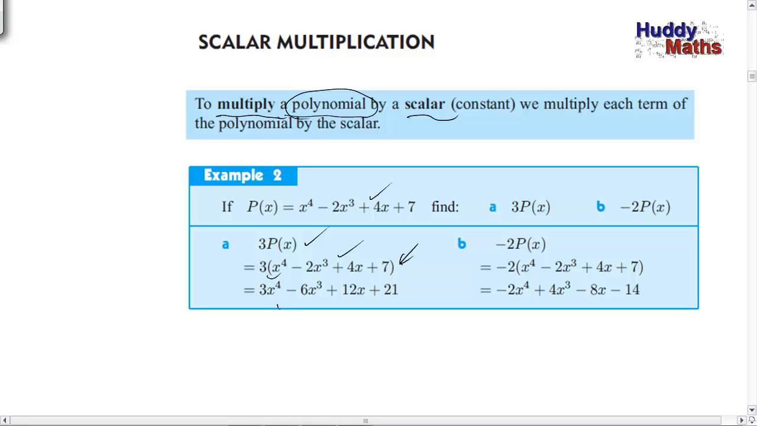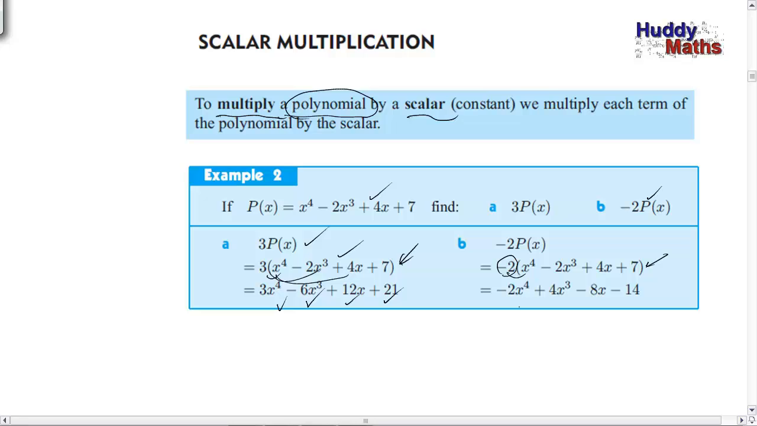It's 3x to the fourth, 3 by negative 2x cubed, negative 2x cubed, negative 6x cubed, 3 by 4x, etc. Okay, so multiplying each of them. And then negative 2 times the polynomial. Be careful, negative now, all terms within a bracket.